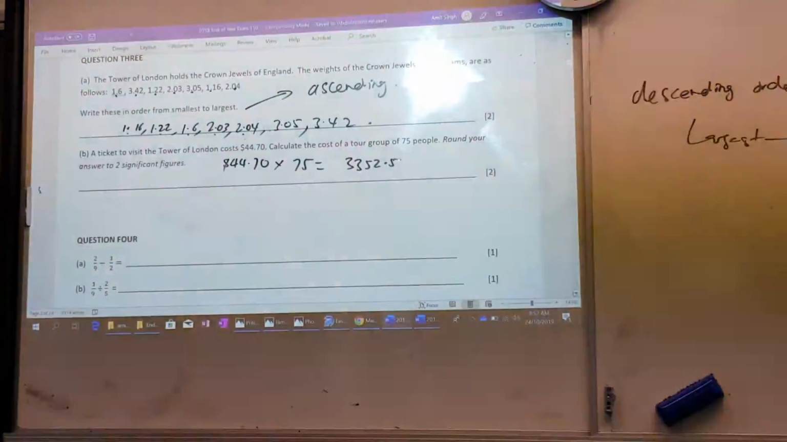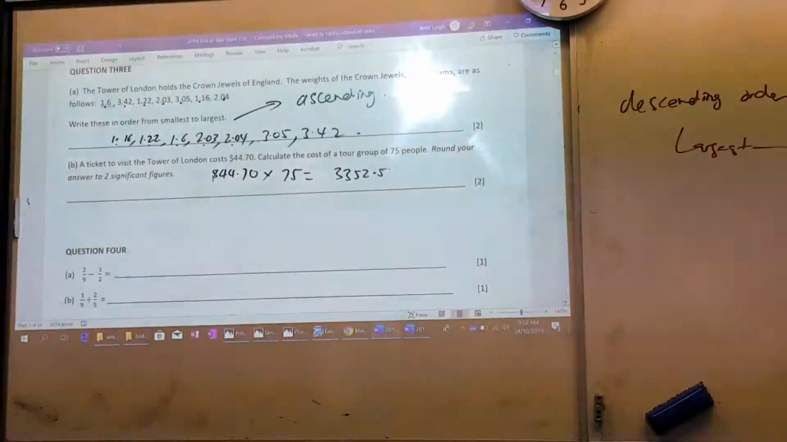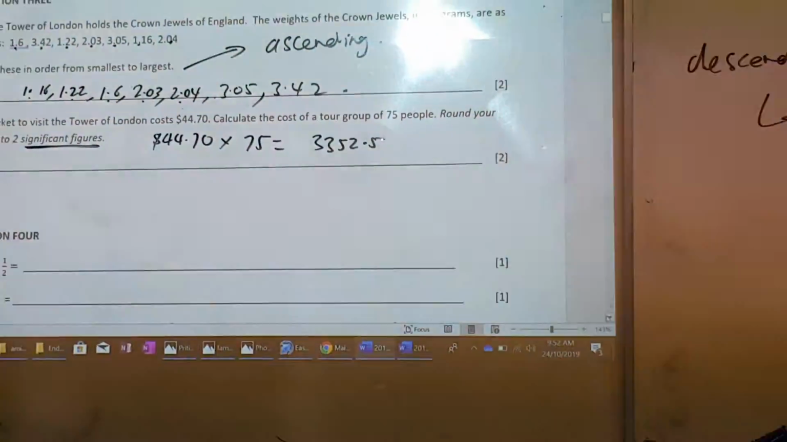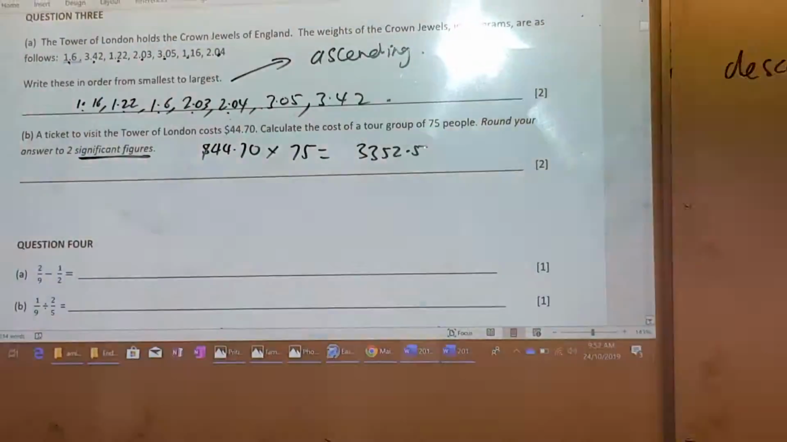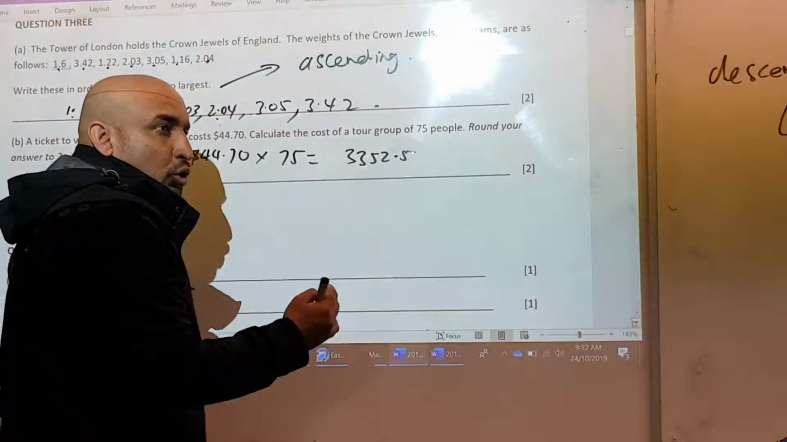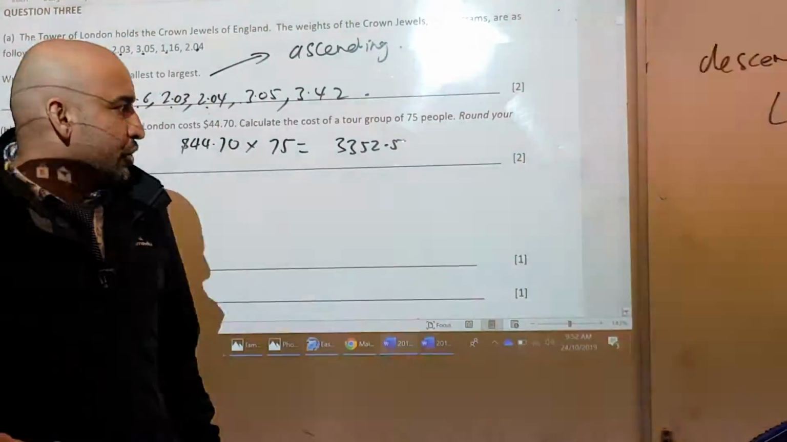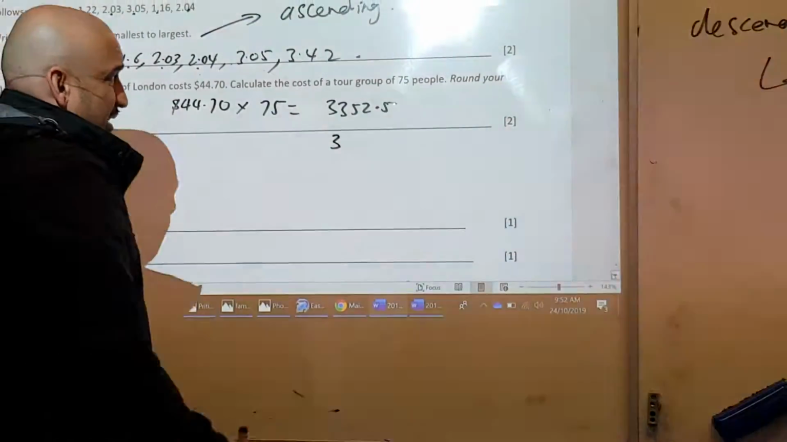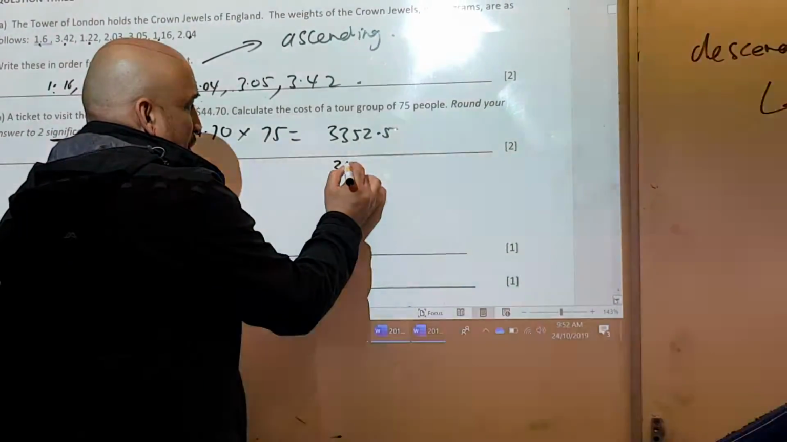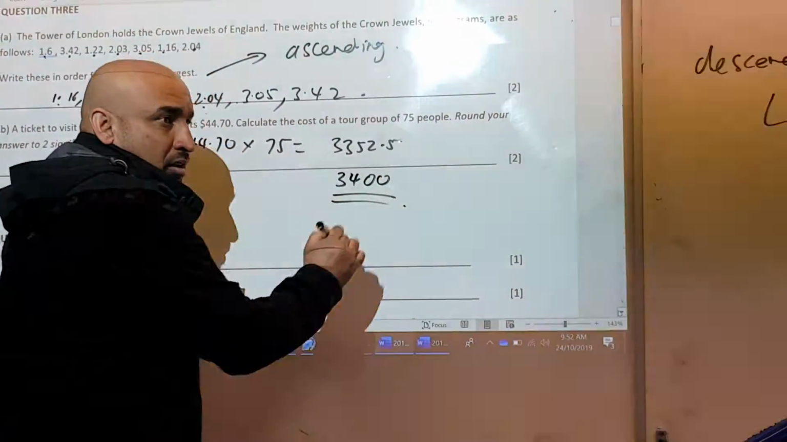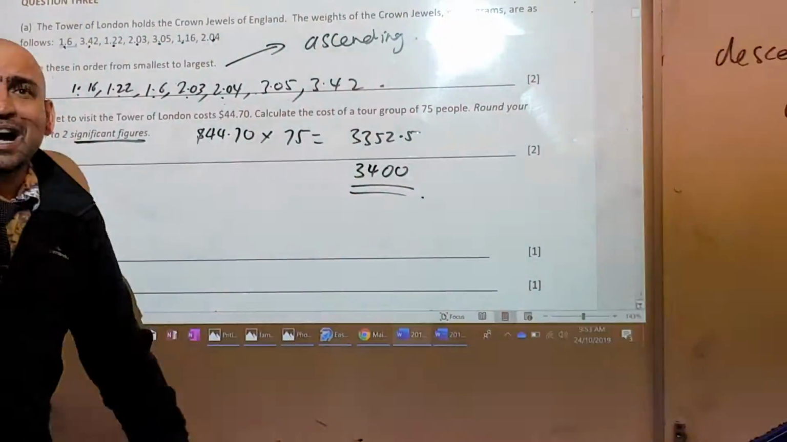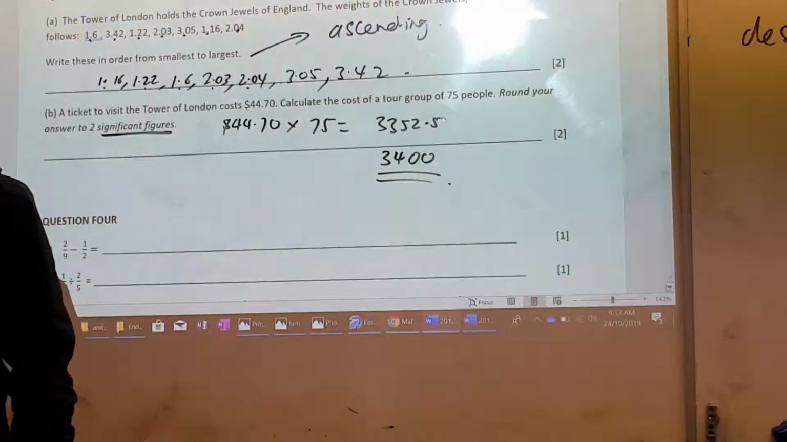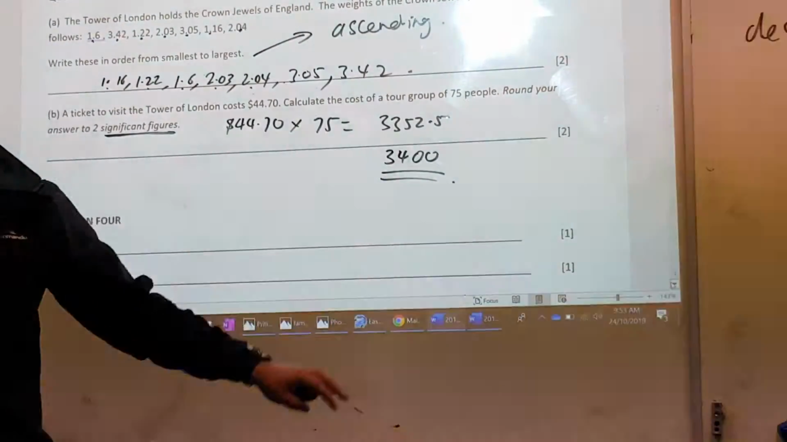It's not asking you to round it off. It says round your answer to two significant figures. Two significant figures means if I round it to two solid numbers, that means non-zeros. So I'll say this is 3352, which is closest to 3400. The 3 and 4 are significant, and the 00 after the number are not significant. So this is two significant figures.